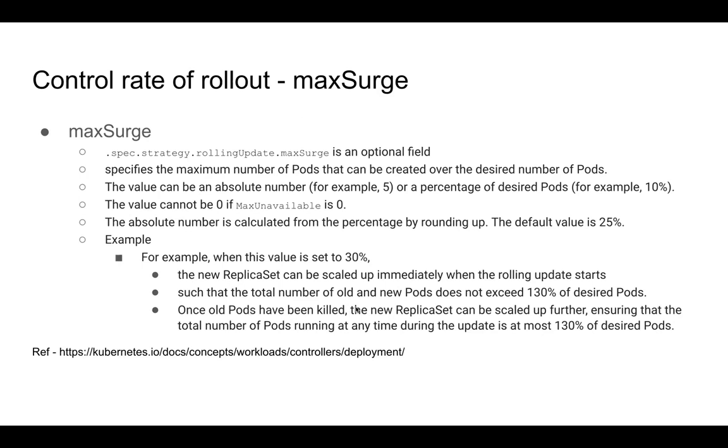Once old pods have been killed, the new replica set can be scaled up further, ensuring that the total number of pods running at any time during the update is at most 130% of the desired pods. So that is during the upgrade.